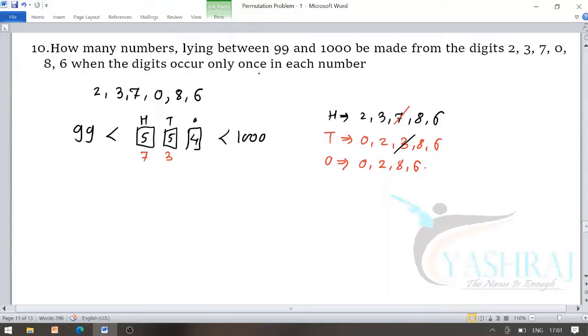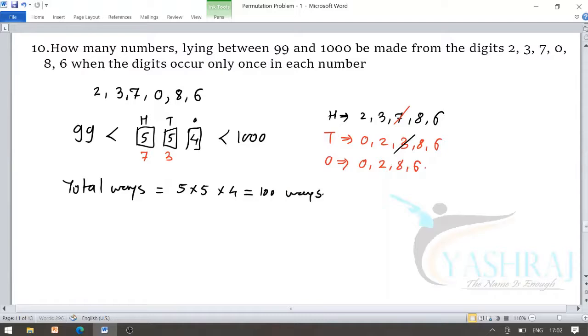As every digit should occur only once, that means repetition is not allowed. So the total number of ways, or you might say the total numbers lying between 99 and 1000 made from the digits 2, 3, 7, 0, 8, 6 when the digits occur only once in each number, is given by, as per the multiplication principle, 5 into 5 into 4. So 5 5s are 25, 4s are 100 ways.